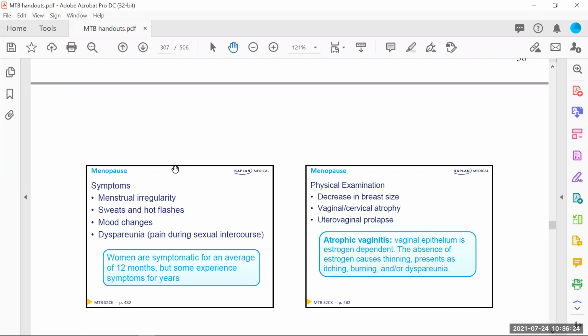On physical examination, you will see a decrease in breast size because of the deficiency in sex hormones. You will see vaginal and cervical atrophy, dryness of the vagina. UV prolapse can also be there because the vagina will be so lax. The elasticity will be gone because of the deficiency of estrogen and progesterone. UV prolapse can be a complete prolapse. Maybe you can see only the urethra coming out of the vagina, or maybe the rectum coming out of the vagina.